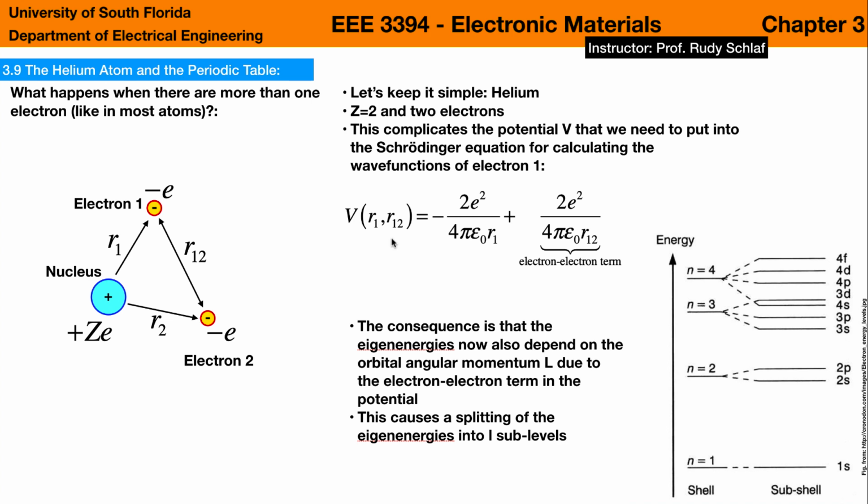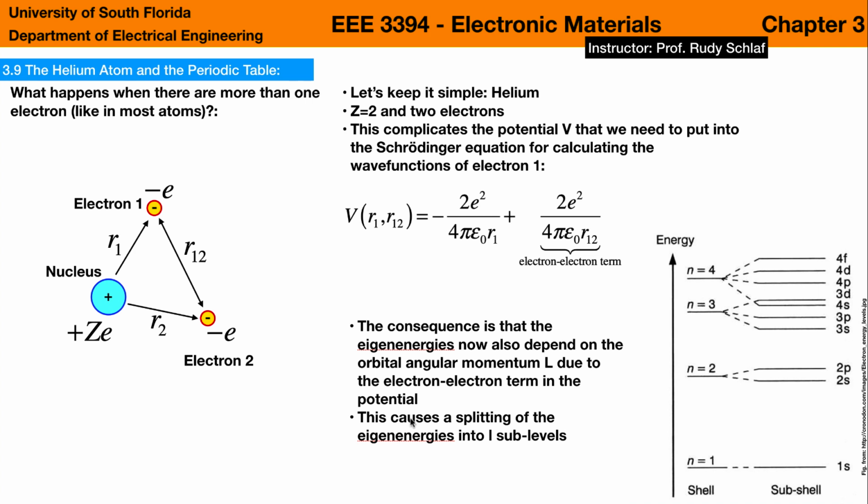Well, the main difference is that if we look at the potential that 1 electron sees, in addition to the term that is related to the field around the nucleus, we now have a second term that is related to the potential coming from that second electron. The consequence is that the eigenenergies now also depend on the orbital angular momentum, and that comes from solving the Schrodinger equation with this additional potential term.